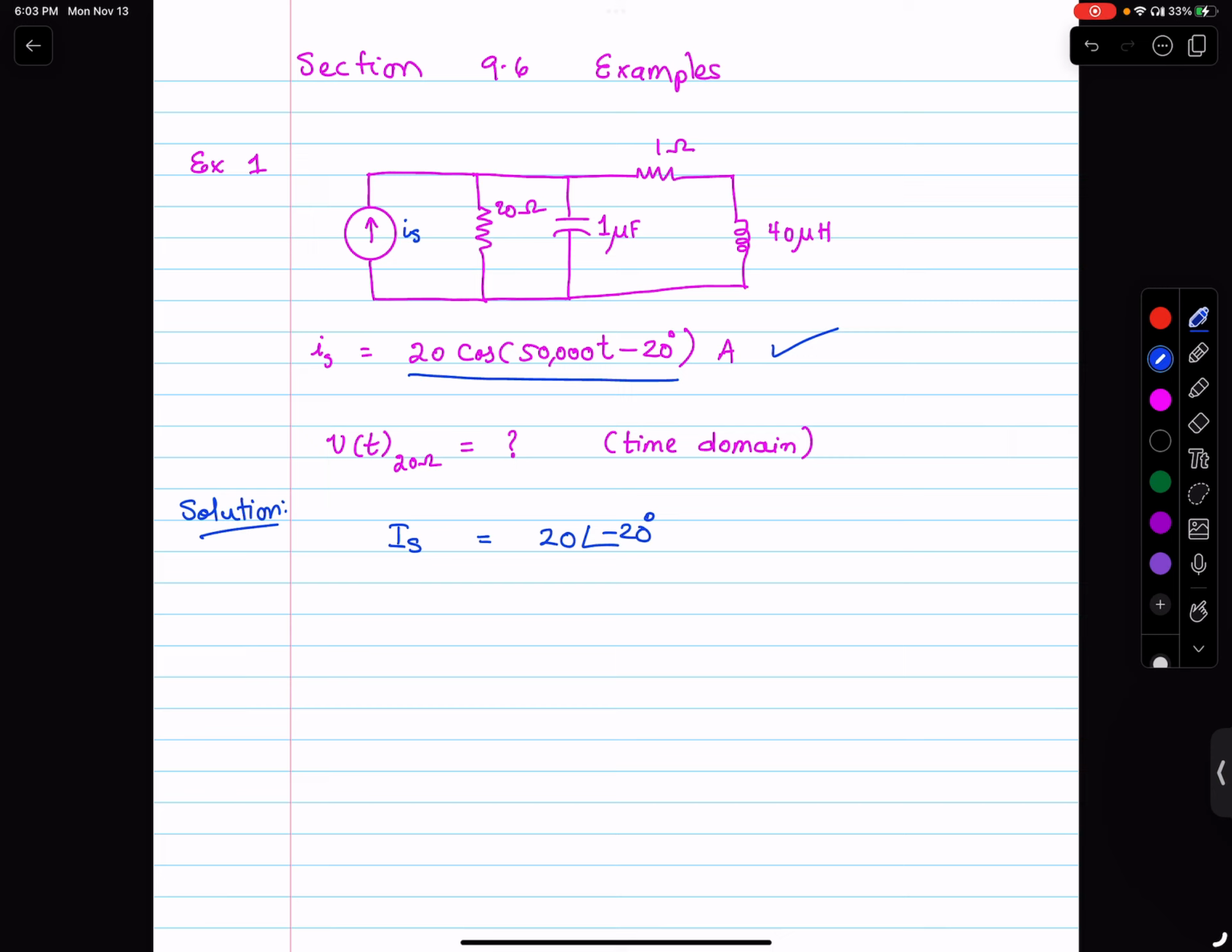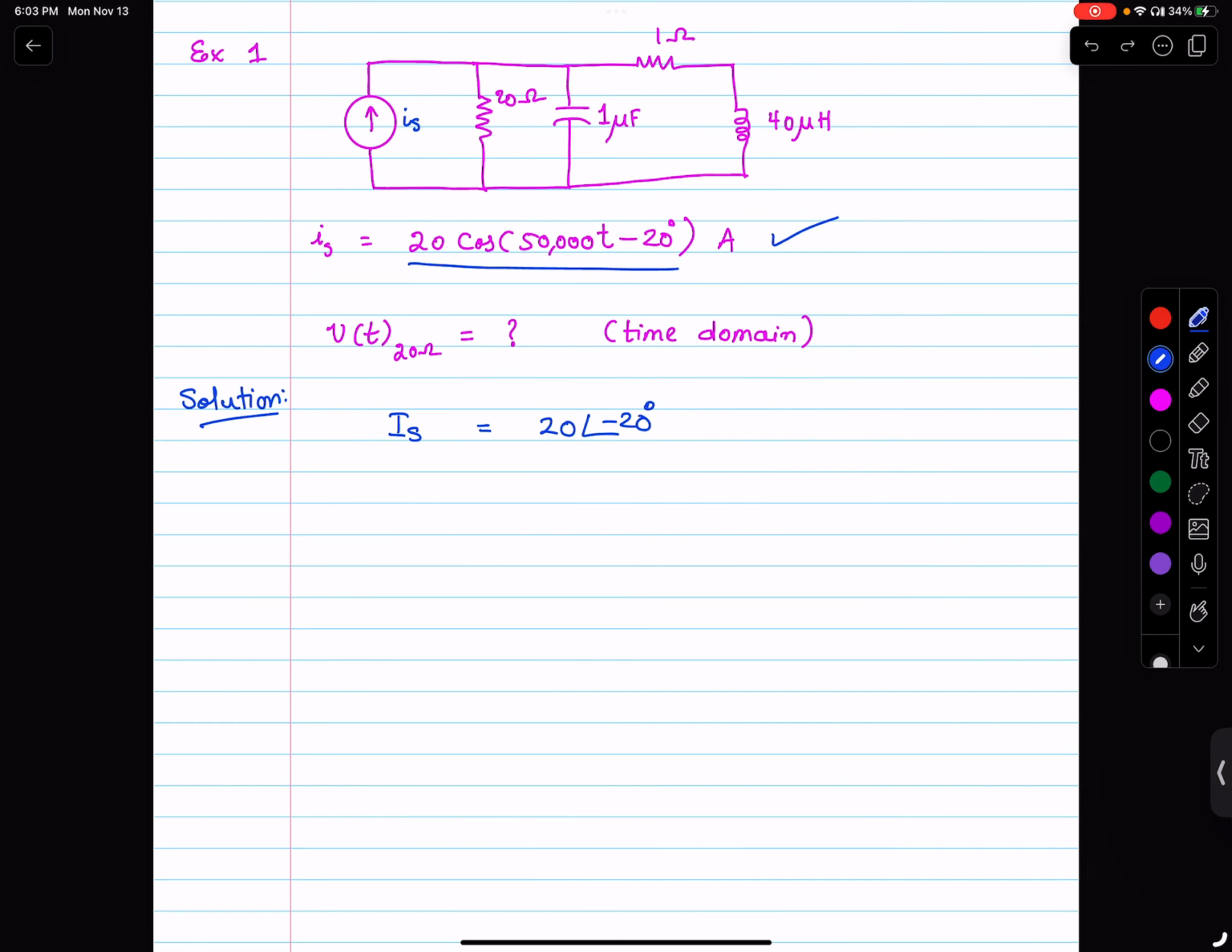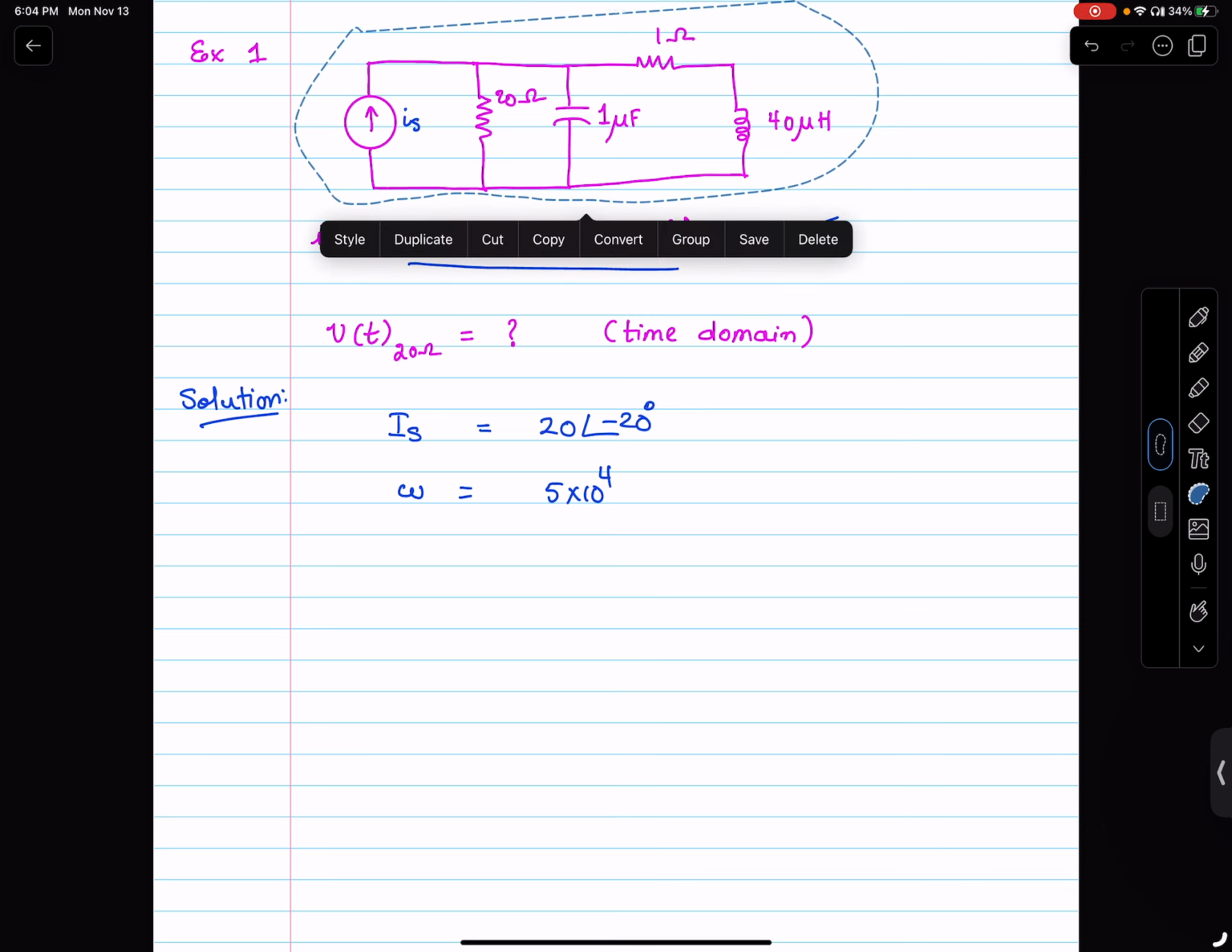Omega is given to be 50k. That's this guy, 2 pi f. So given omega is 5 into 10 to the 4 radians per second. Okay, what else is given? You're given R1 value, you're given C value. Now, I think we have all the information necessary to convert this to a frequency domain.